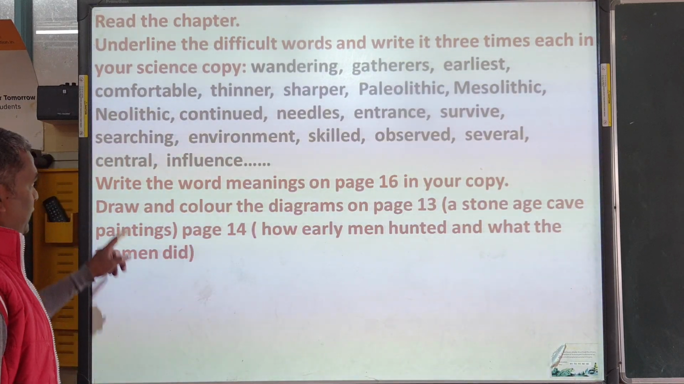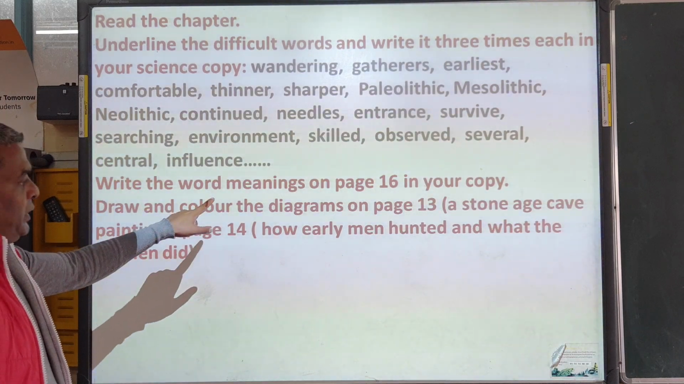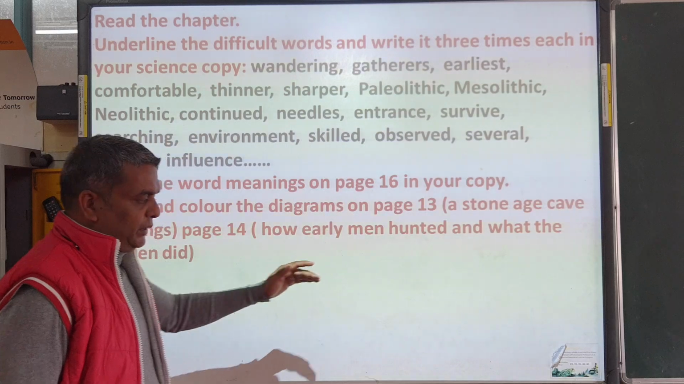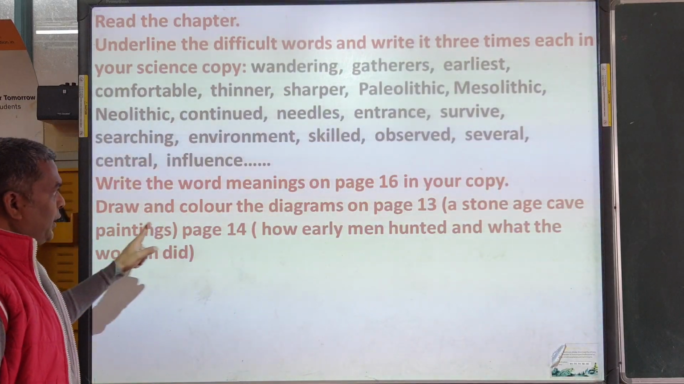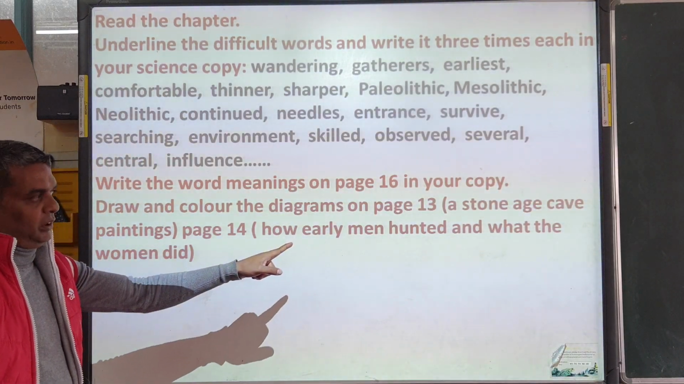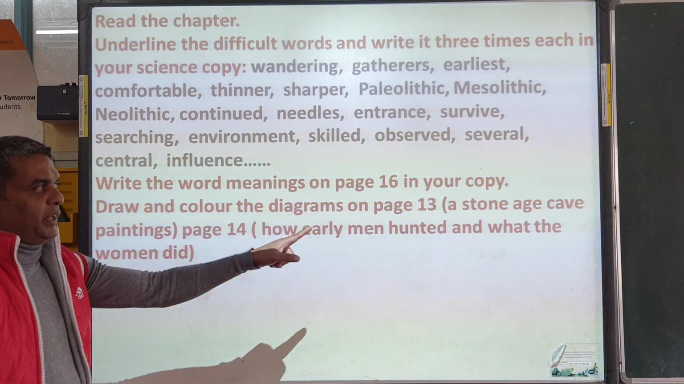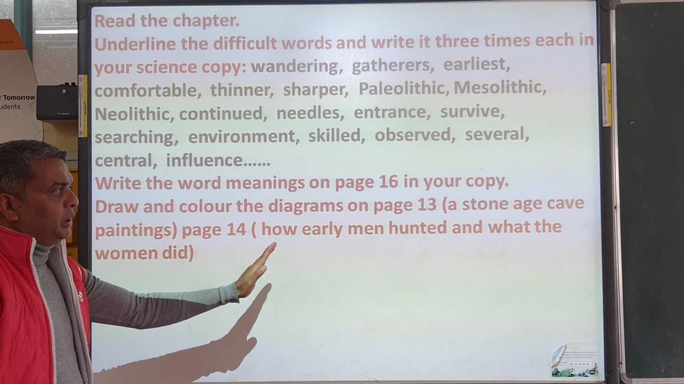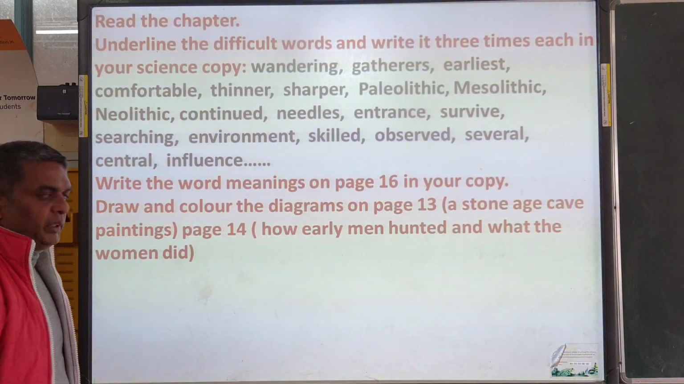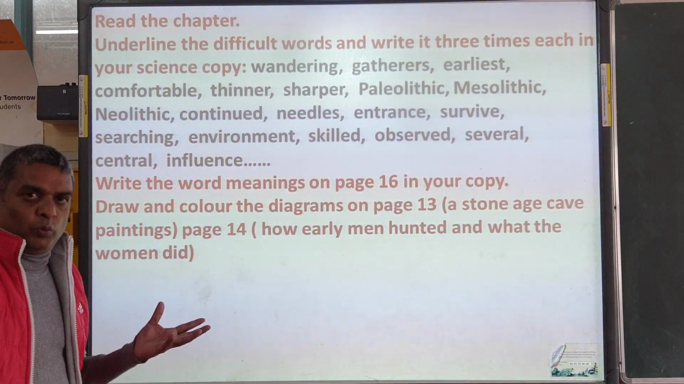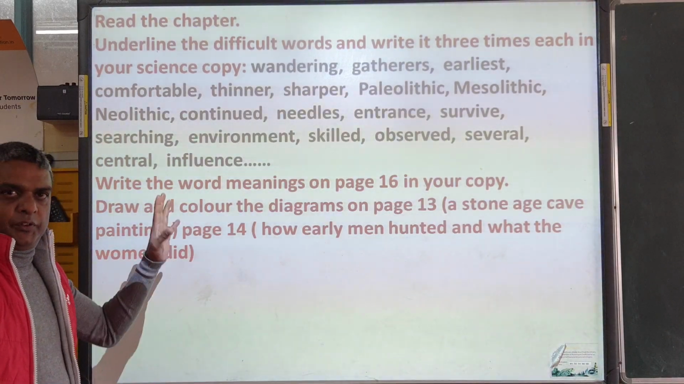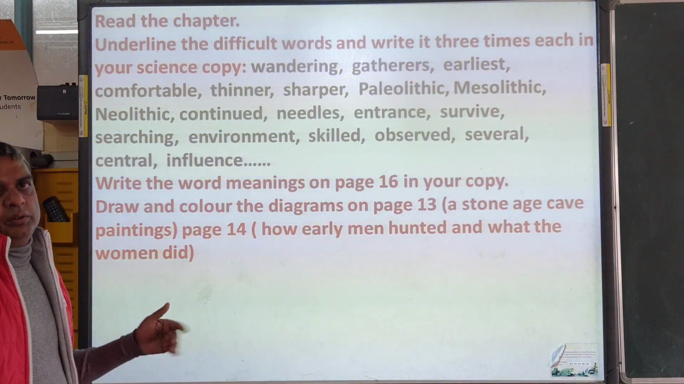Okay? Then write these words' meanings on page 16. You'll find word meanings there. You can write that down also. And then draw and color the diagrams on page 13, a Stone Age cave painting, and on page 14, how early men hunted and what women did. So I want you to watch this video again, and I'll send you a PDF of the same notes to follow.